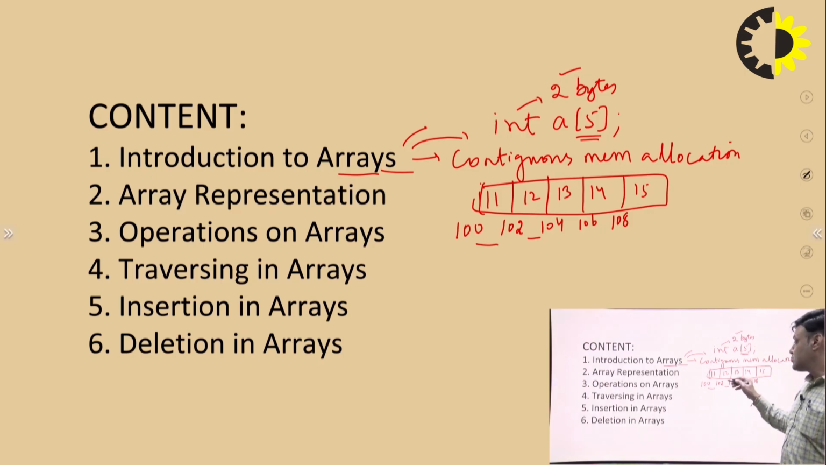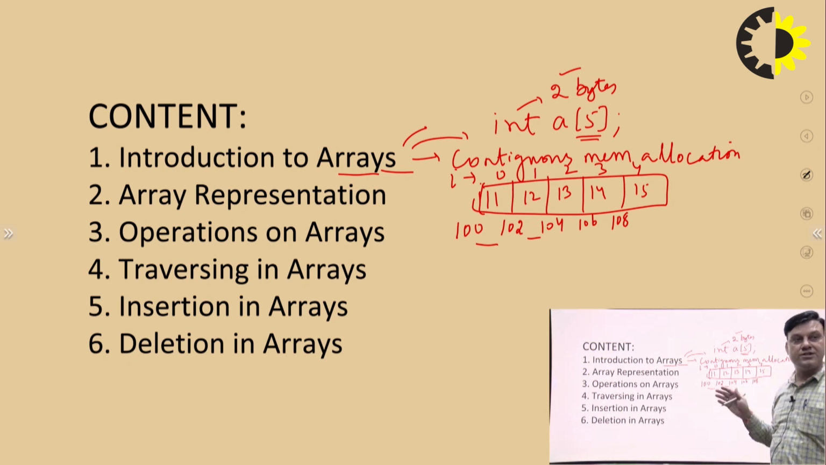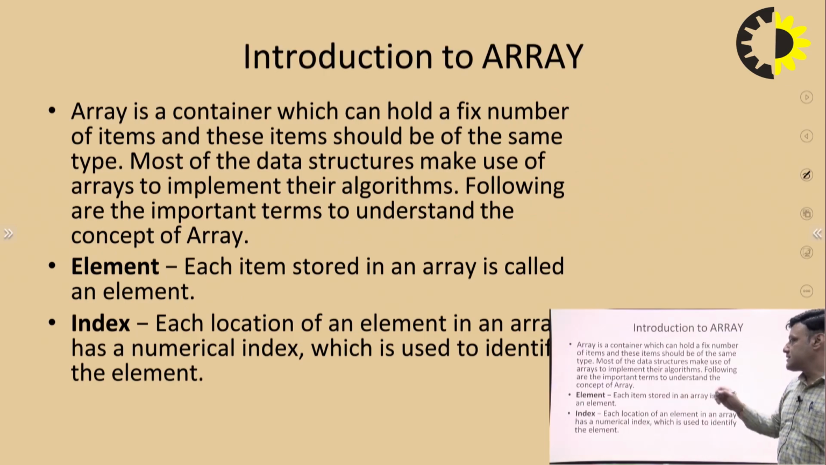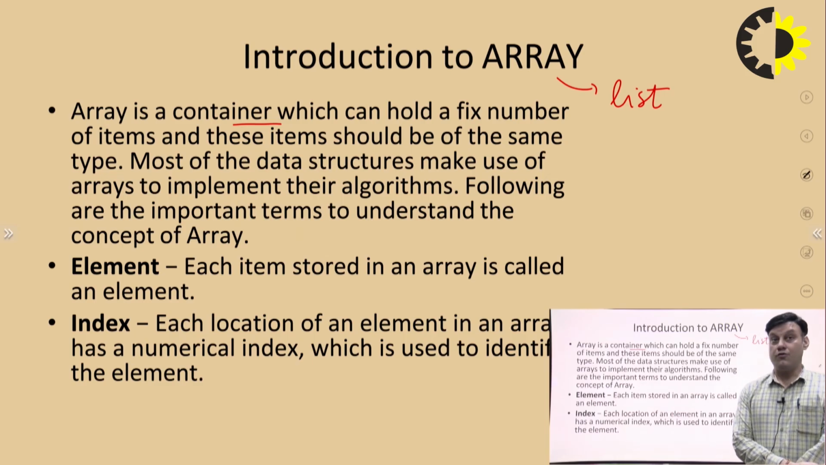So this is the contiguous memory allocation, and we all know that the array elements are accessed with their index position, index i: 0, 1, 2, 3, 4. Memory is allocated contiguously. It is just like a container. Container means we are creating a list here. For what purpose? We are holding a number of elements, a number of items.